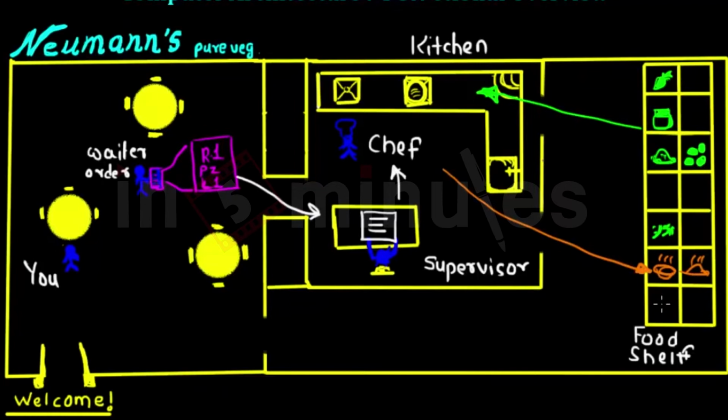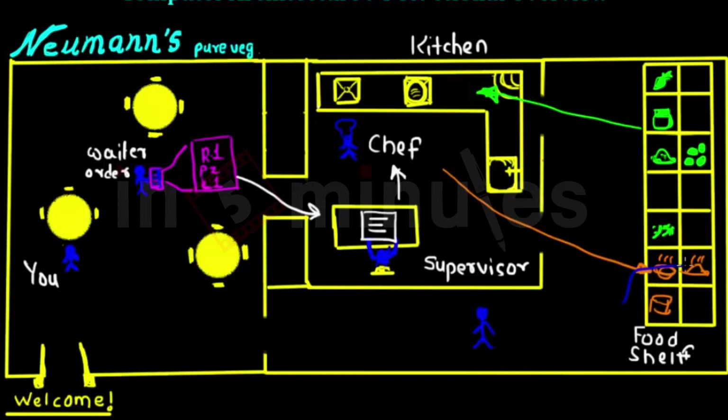In a similar way, all the items in the order are prepared. Let's say there were 3 items. These 3 items are prepared. Now the only thing remaining is serving them to the customer, that is you. So we have this waiter here.